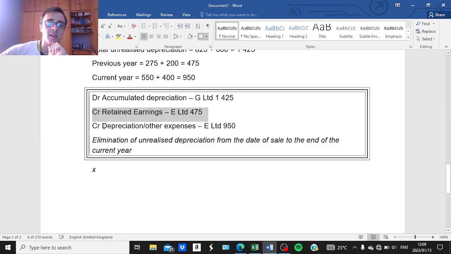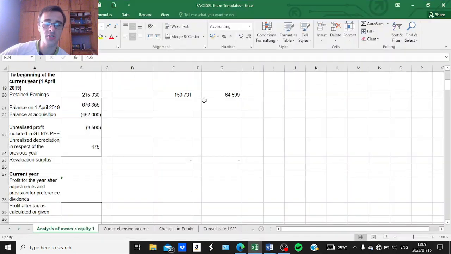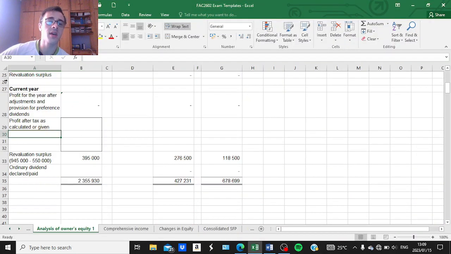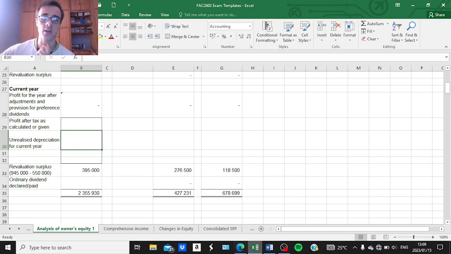And then we need to credit depreciation or other expenses. Firstly, we need to show this adjustment in the analysis of owner's equity in the current year section because it affects the subsidiary and it relates to unrealized depreciation. So we need to first show this amount in the current year section as an adjustment against the profit after tax. So unrealized depreciation for current year. Okay, and the amount that we have calculated is 950.